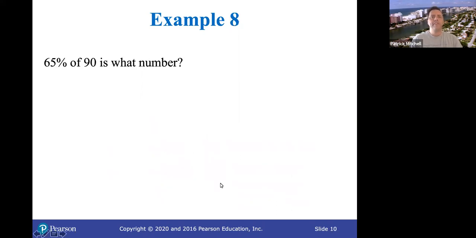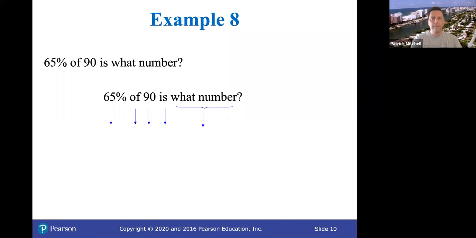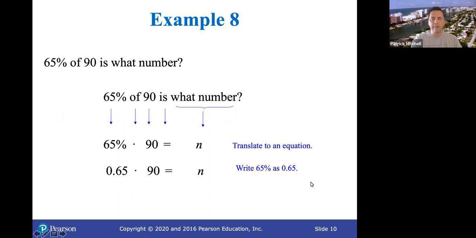Okay, next we have 65% of 90 is what number? Very, very similar. Turn of into times, turn is into equals, and what number into n. Convert 65% into a decimal, 65 hundredths, and then do the multiplication. 65 hundredths times 90 is 58 5/10. So 65% of 90 is 58 5/10.